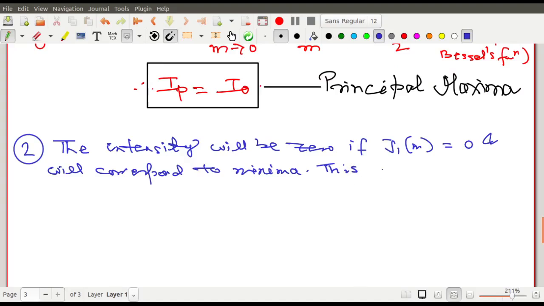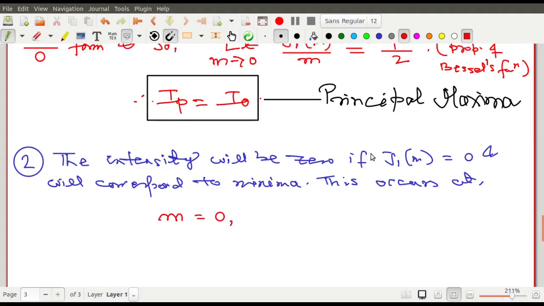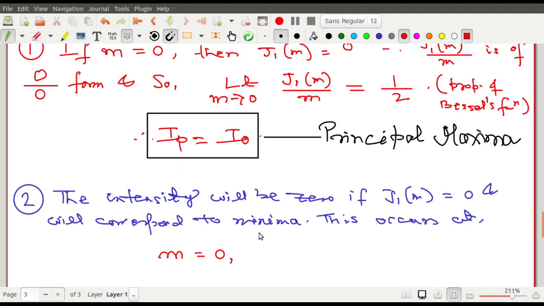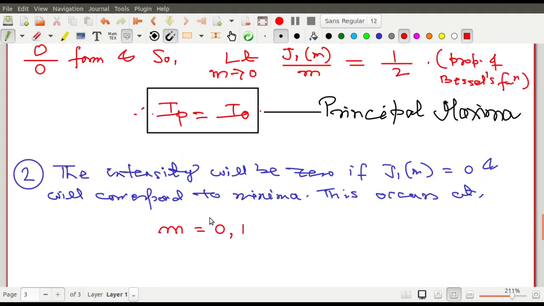where does this happen? You don't know the property of J1M, so how will you say? In the previous classes you learned sin theta and cos theta and where their maxima and minima lie, but you don't know the property of the Bessel function, so you have to rely on me. This occurs at m equals 0, where J1 is 0, as I said earlier. And from your experience, can this be taken as a minima?